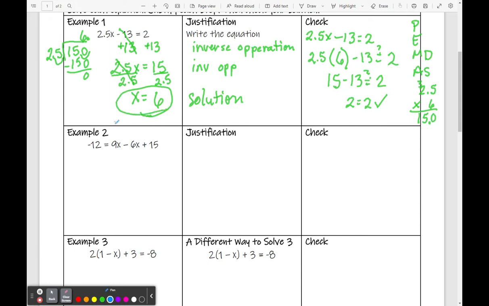Let's take a look at example 2. Example 2 looks a little more messy. Negative 12 equals 9x minus 6x plus 15. So the very first thing that I'm going to do is simplify by combining like terms.